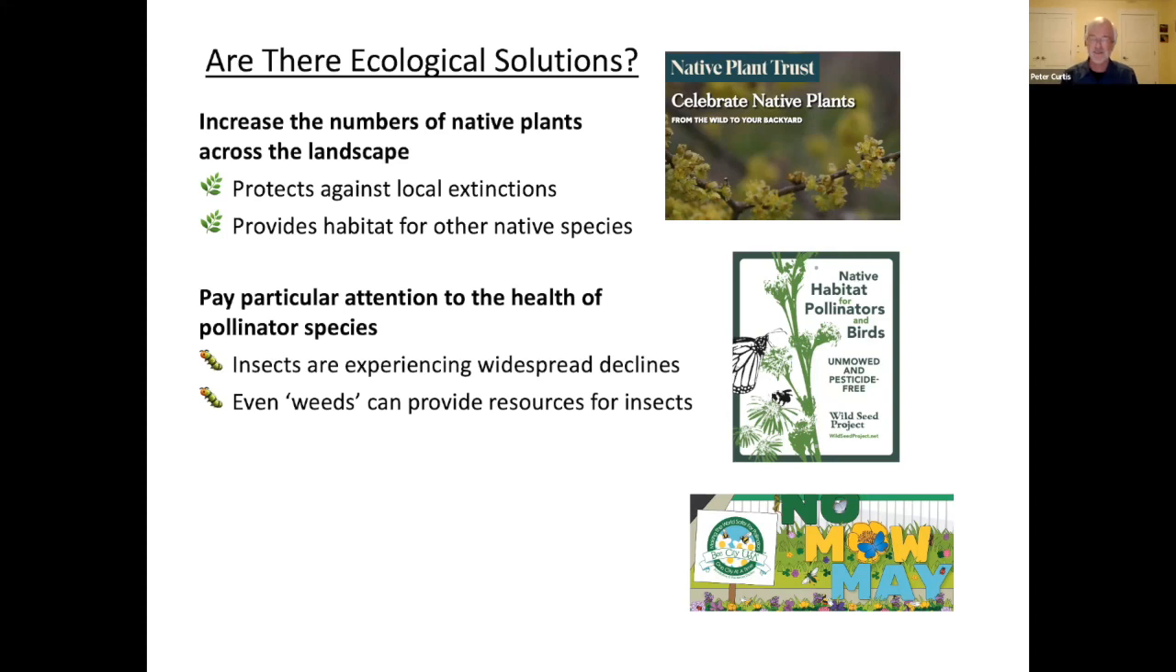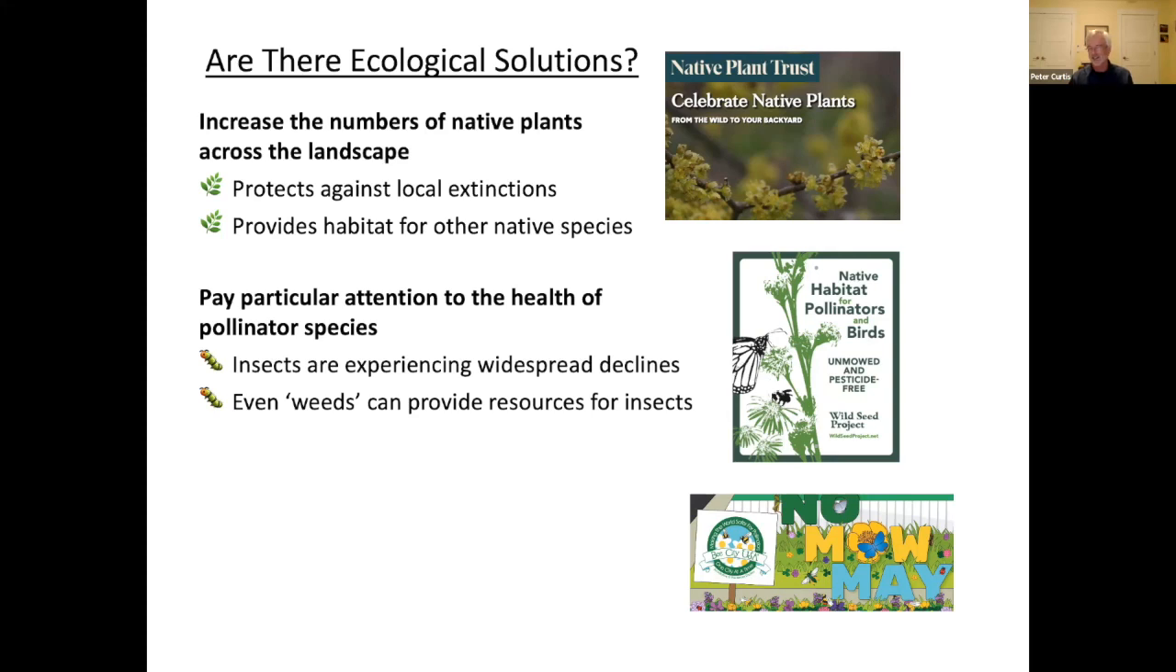I think we need to pay particular attention to the health of pollinator species. I think most of us have heard about the widespread decline in insects. These are important pollinators, obviously. We need to be thinking about providing resources for these insects and recognizing, and this is now becoming much more part of the conversation, that even weedy species in our lawns, clovers and dead nettles and so forth, can provide nectar resources at critical times for pollinators.